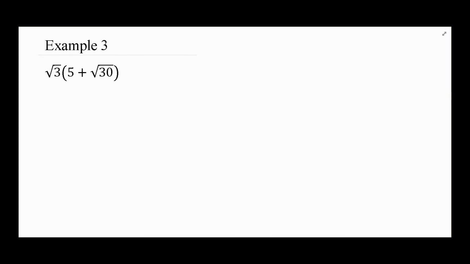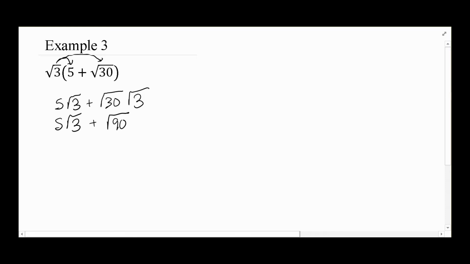So we're going to walk through some examples of how multiplication can come up, but they're really just things that you've seen before. In this first one, we have a single number followed by a parenthesis with addition. This looks an awful lot like distribution to me. And that's all we're going to do. We're going to distribute the square root of 3 to the 5, and then distribute the square root of 3 to the square root of 30.